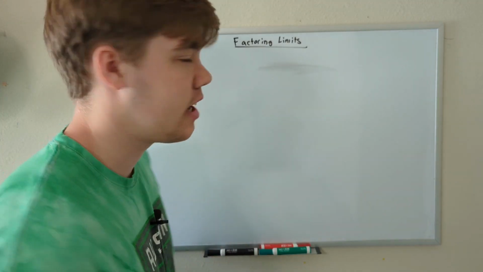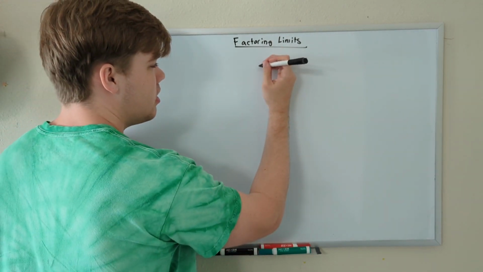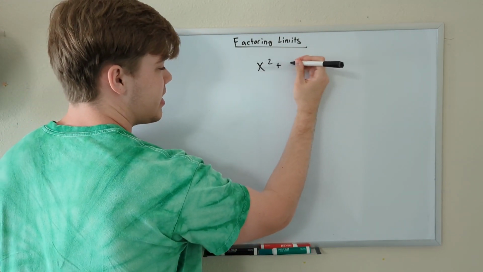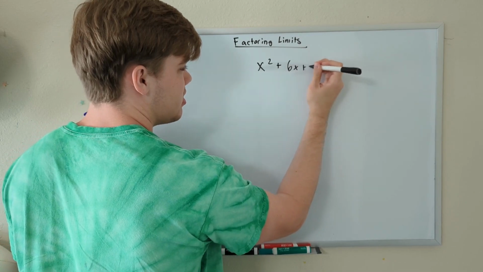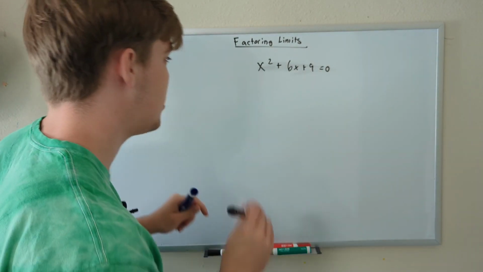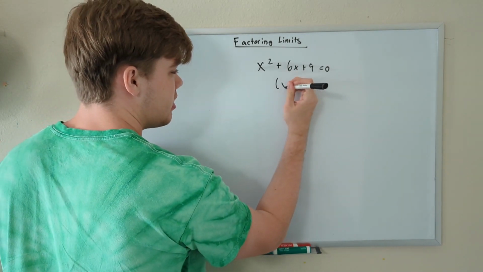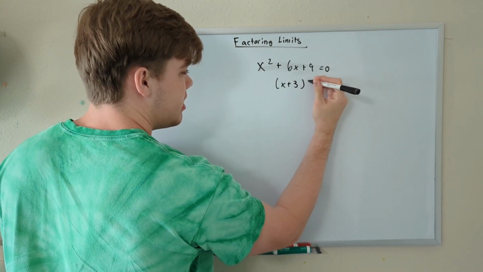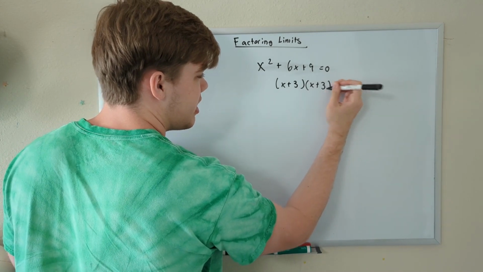You probably learned what factoring was in Algebra 1, maybe Algebra 2. So, say we have a problem like x squared plus 6x plus 9 is equal to 0. We can simplify this problem and make it much easier to solve by factoring it. In this case, our factors are x plus 3 and x plus 3 are equal to 0.